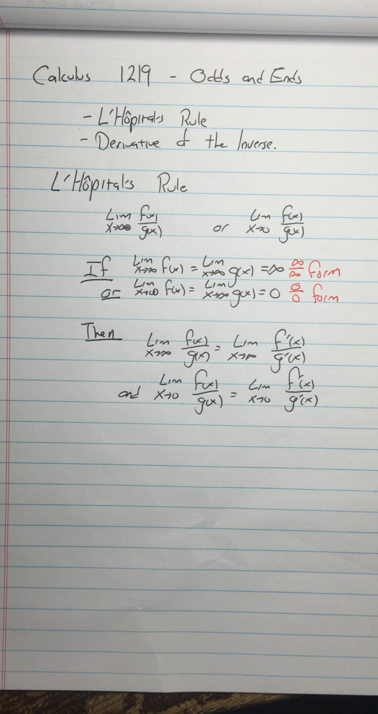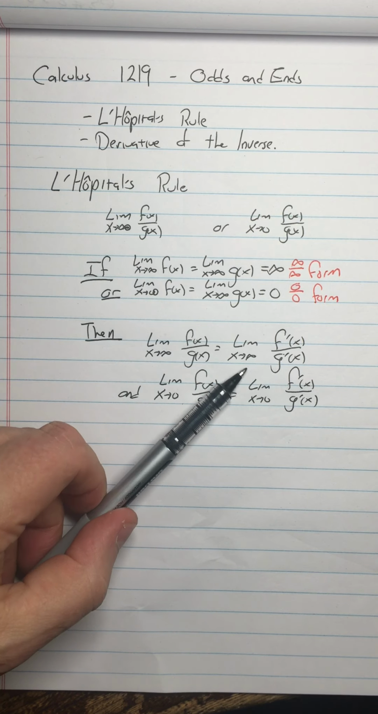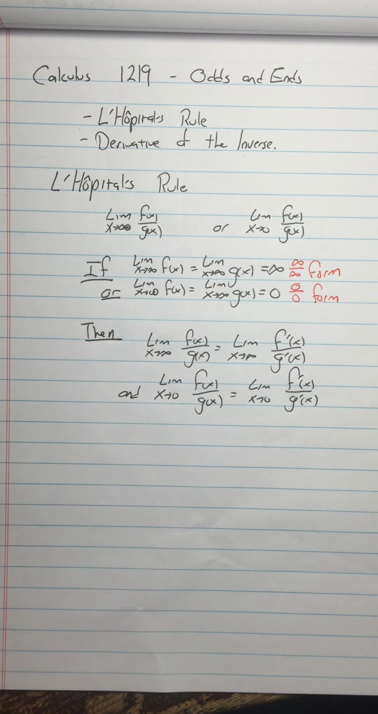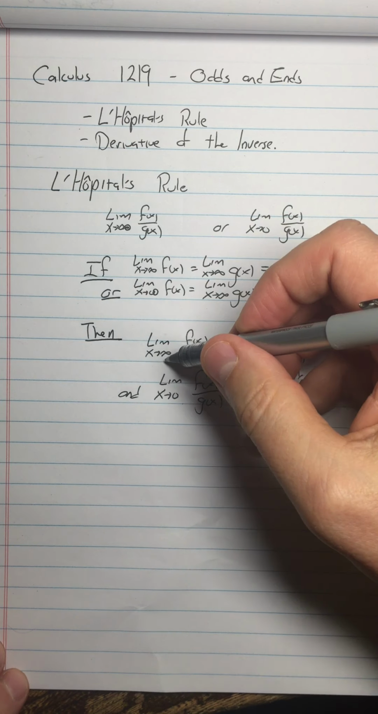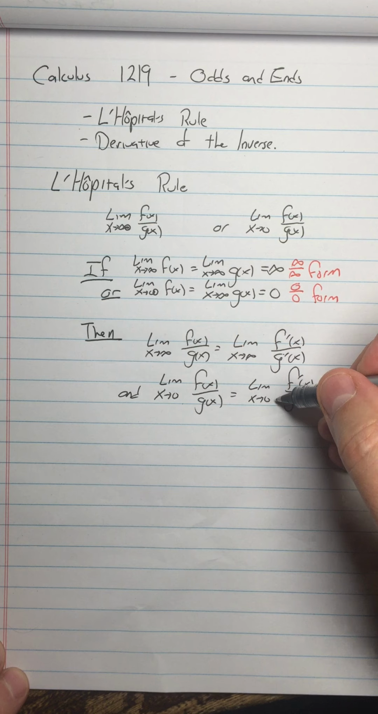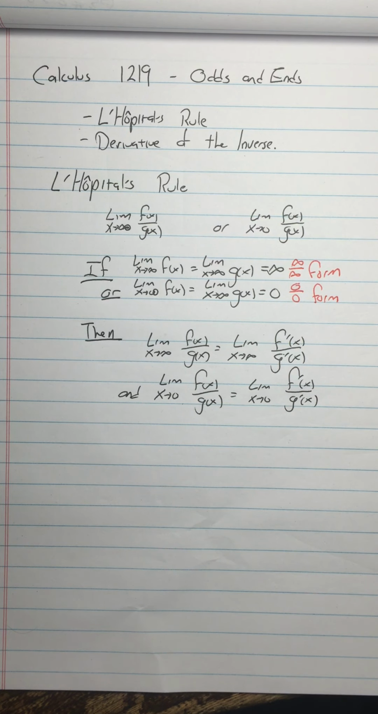All right. Now, in that case, what you can do to evaluate the limit is just do the derivative of the top and the bottom, and you will have the same limit. So whether it's limit as x approaches infinity or limit as x approaches 0, you're going to have the same limit if you take the derivative of the top and the bottom. So this is called L'Hopital's rule.